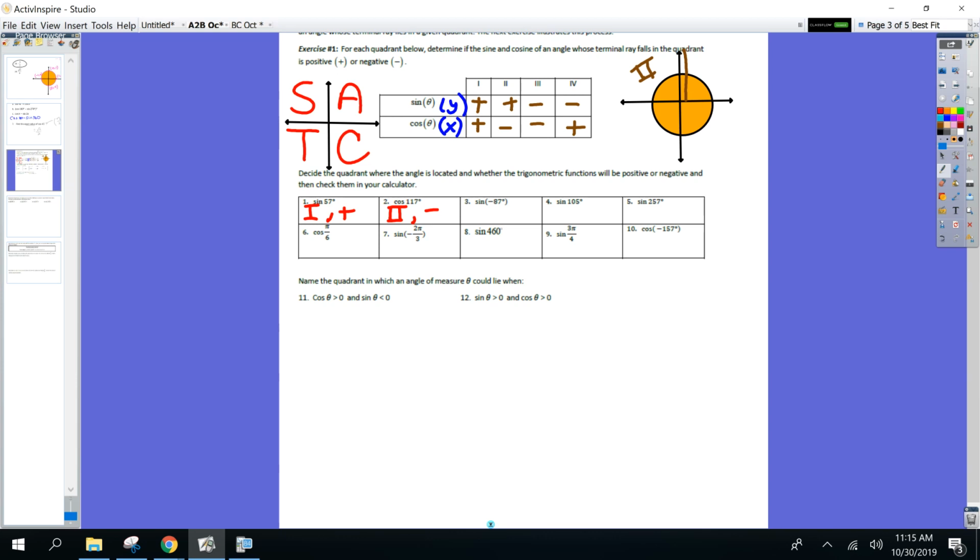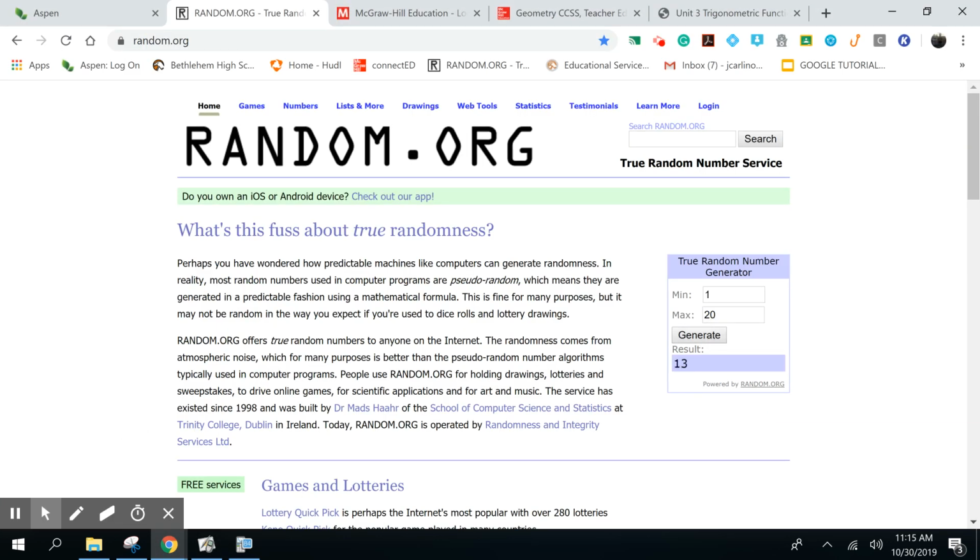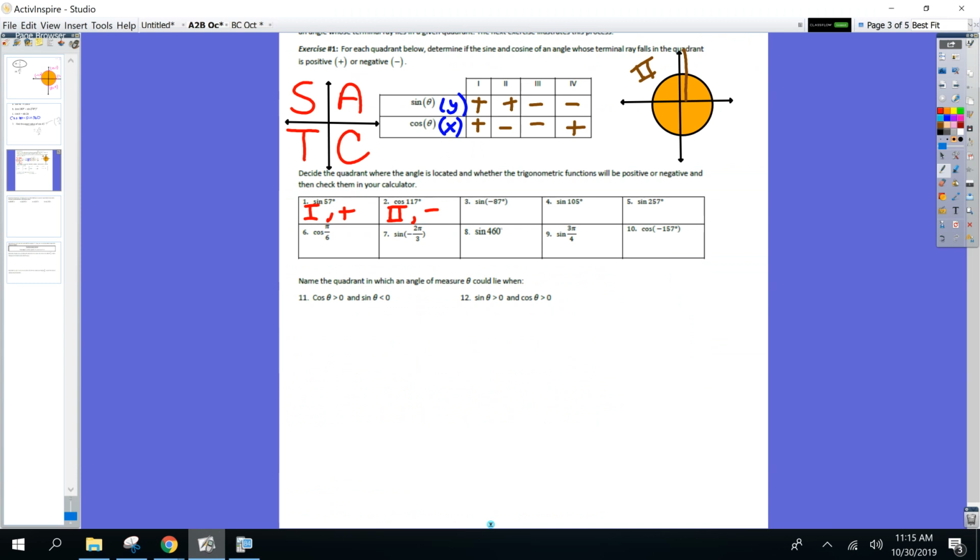All right, let's keep rolling. We're doing nice here. Nice work. Negative 87. Quadrant 4. What do you know about sine in the fourth quadrant? Negative. So sine of negative 87 will be negative.